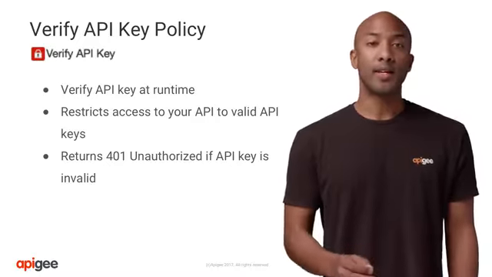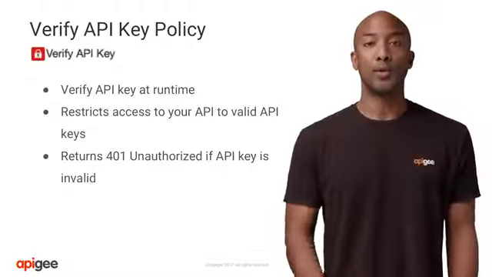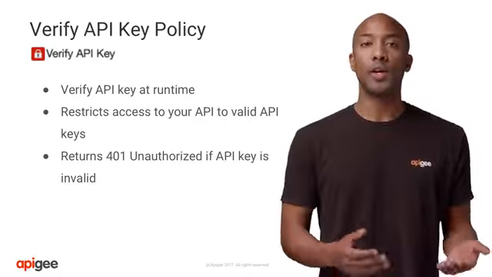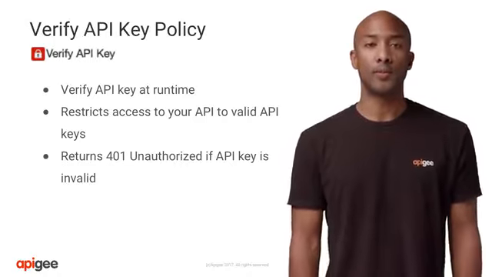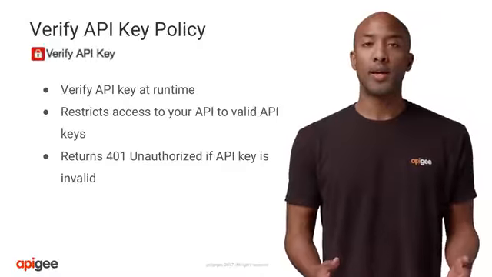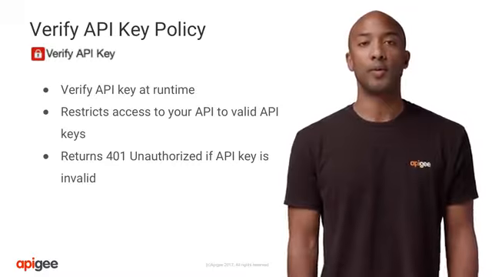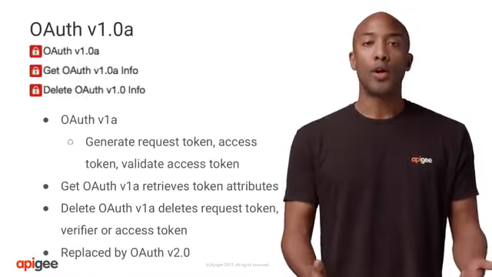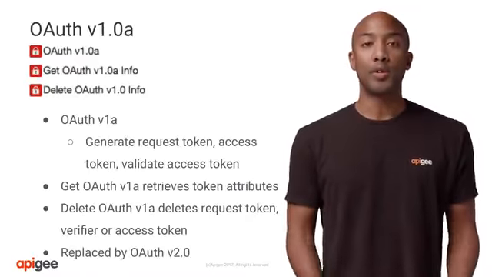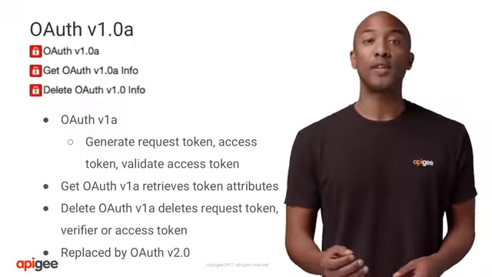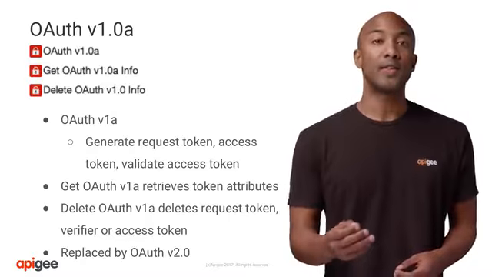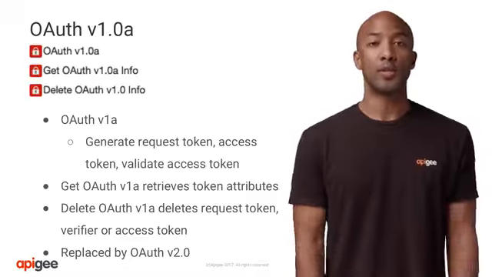This is the API key that the developer must include in the request, typically within the header, in order for the request to succeed. If the API key is not included, then a 401 unauthorized is returned to the developer. We'll cover OAuth version 1A next, but note that this version has been superseded by version 2, and this is the version that we recommend you use to protect your APIs.